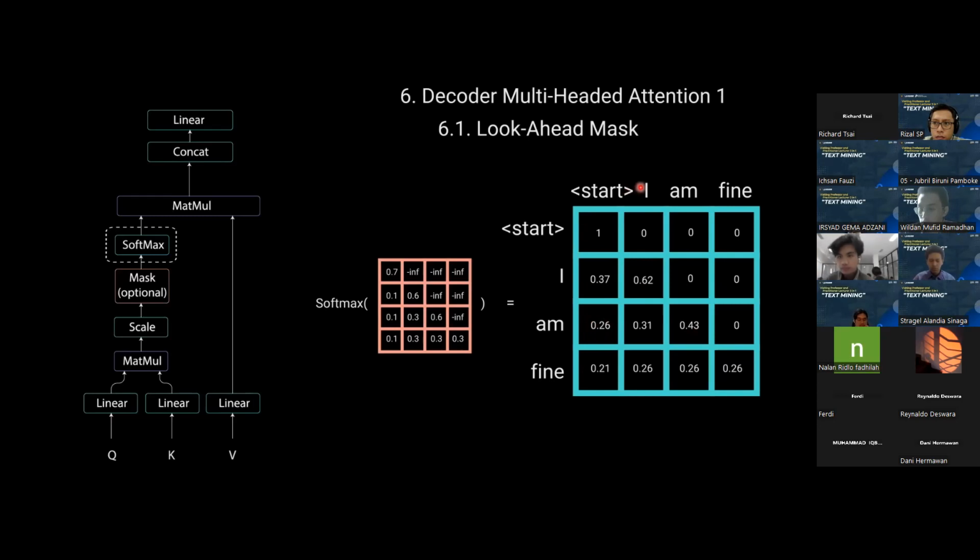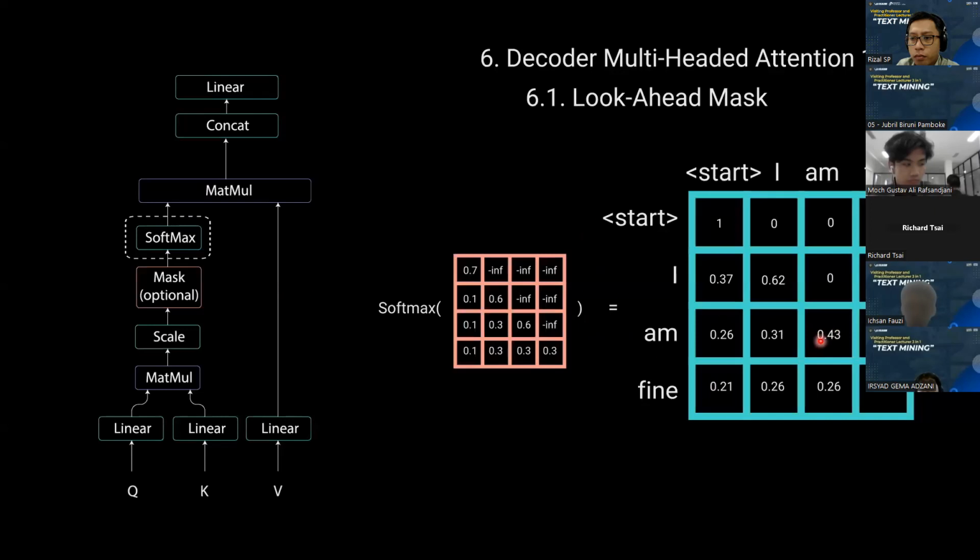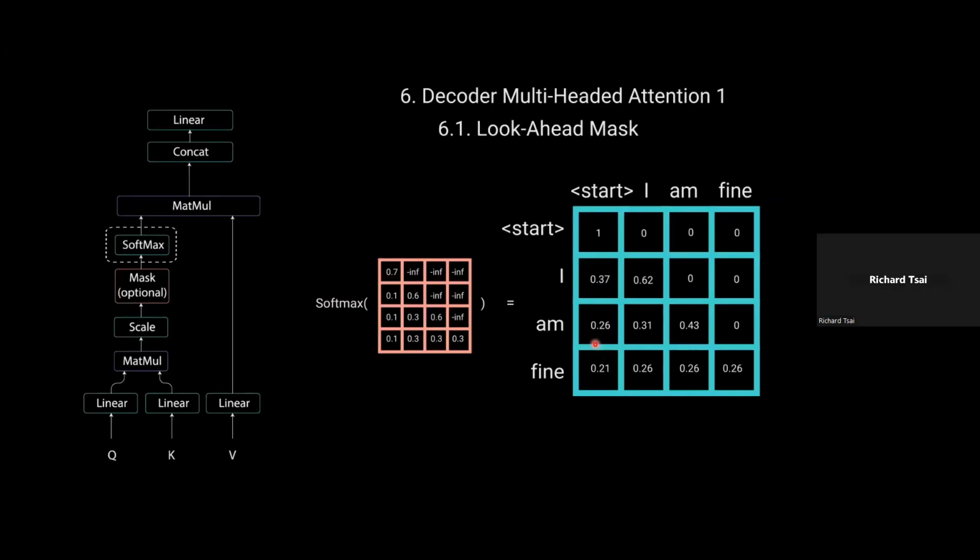So we can see that for AM, it puts most attention on itself and puts some on I and puts some on the star token.